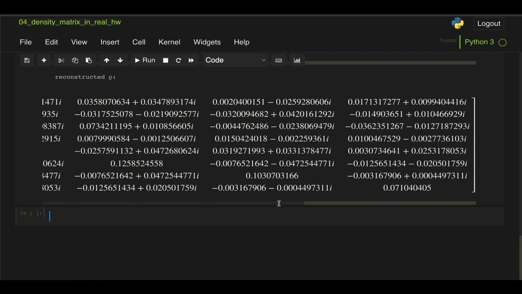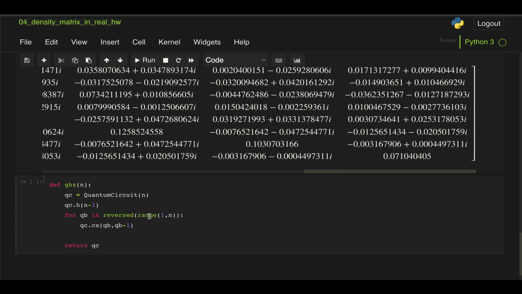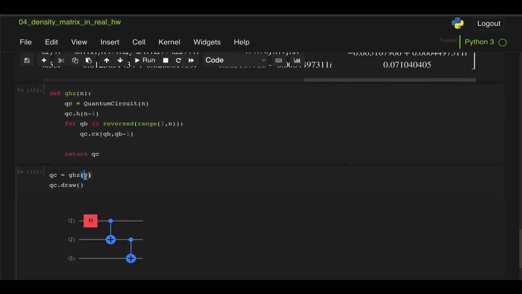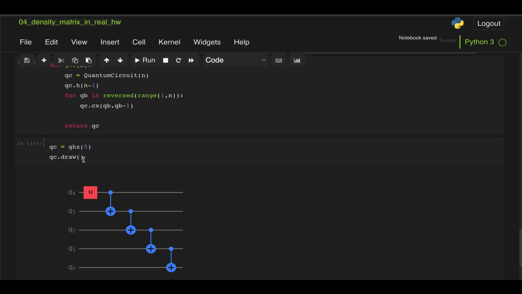Okay, so now let's go ahead and create some circuit that we want to evolve this density matrix through. For this example, I'm just going to use a GHZ circuit. So here I have a function where I define the particular circuit, and here we can just take a look and see if it's doing it correctly. So let's define a quantum circuit for, let's say right now 3 qubits, and let's just draw that and see if it works correctly. So here we have it. If I increase it to 5, it should generate a GHZ circuit for whatever number of qubits I'm passing.